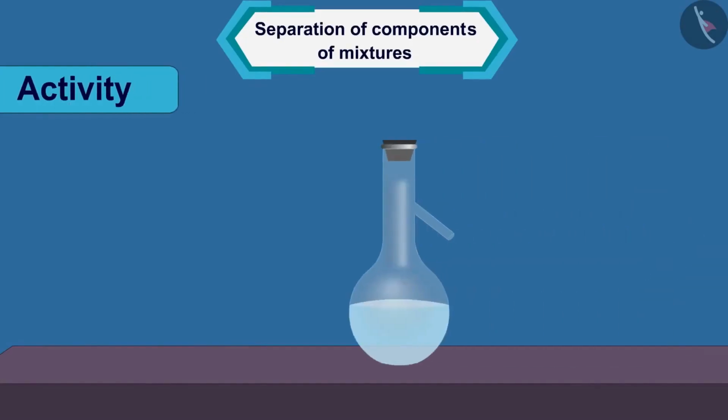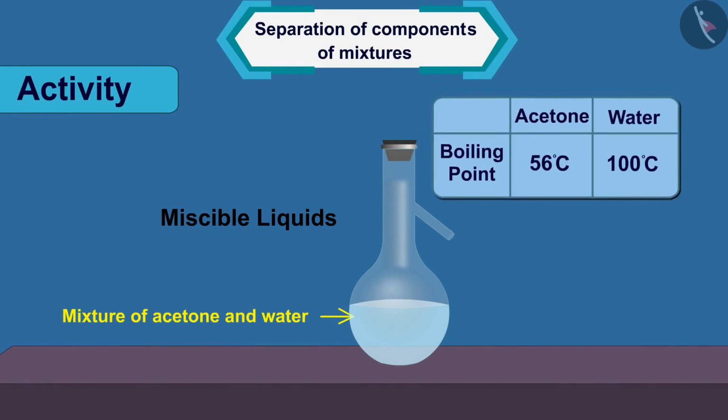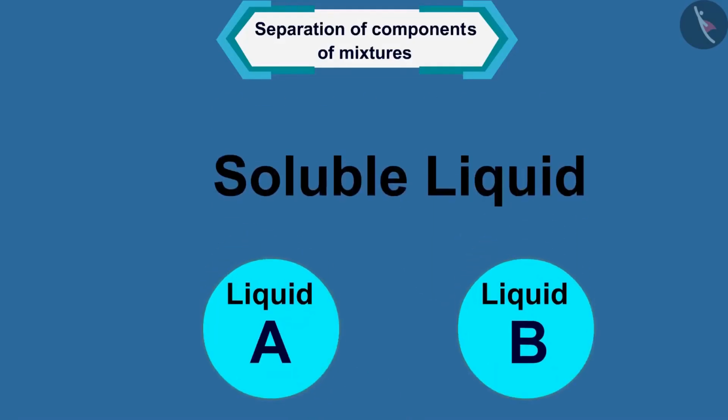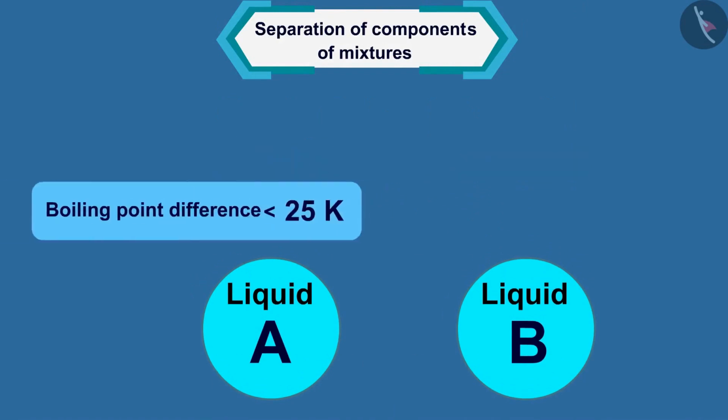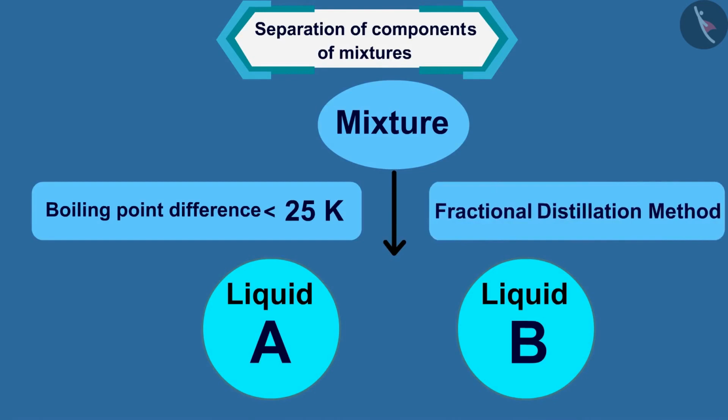This was possible because a mixture of acetone and water is a mixture of 2 miscible liquids that boil without decomposition and have a sufficient difference in their boiling points, between 56 degrees Celsius and 100 degrees Celsius. To separate a mixture of 2 or more miscible liquids for which the difference in boiling points is less than 25 K, the fractional distillation process is used.